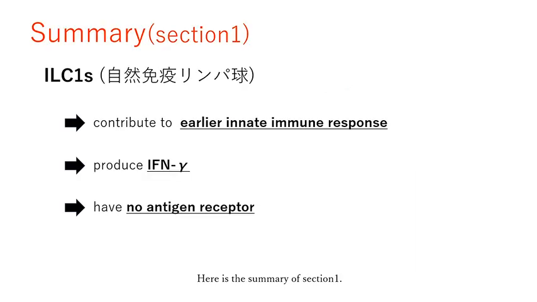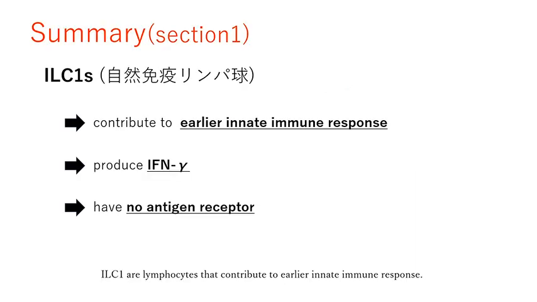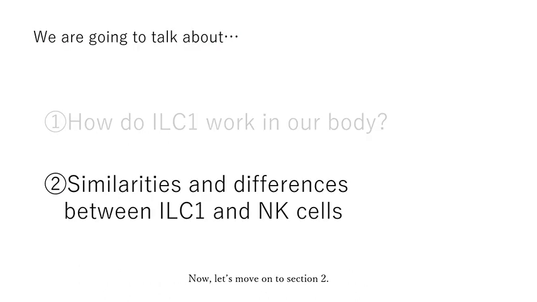Here is the summary of Section 1. ILC1 are lymphocytes that contribute to earlier innate immune response. In addition, ILC1 produce interferon gamma and have no antigen receptor. Now, let's move on to Section 2.